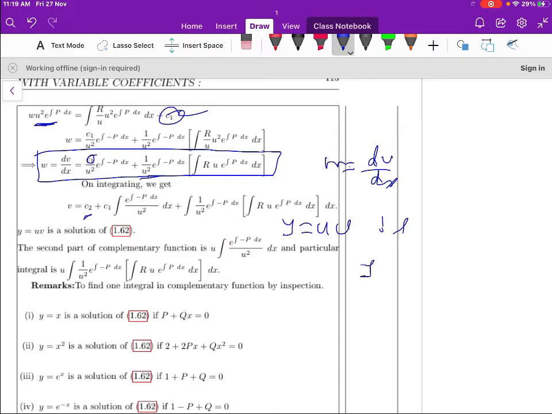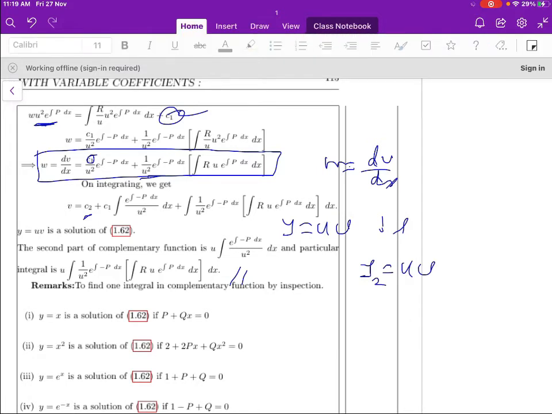Therefore y is equal to y2, that is u into v, where u v is the second part of the complementary function, and the particular integral is u into integral of 1 by u square e to the power of minus integral of p dx into integral of r into u e to the power of integral of p dx into dx. So this is the particular integral of the given differential equation.